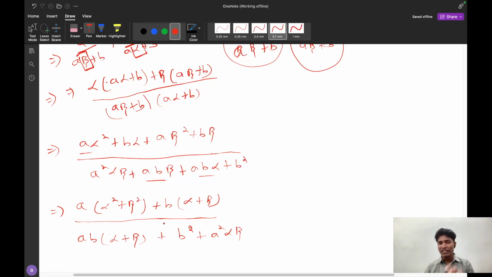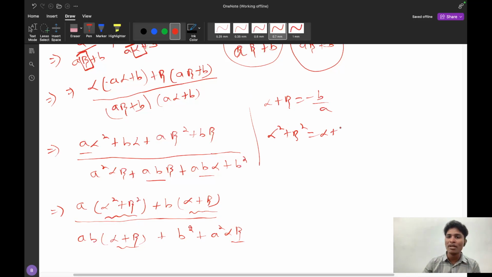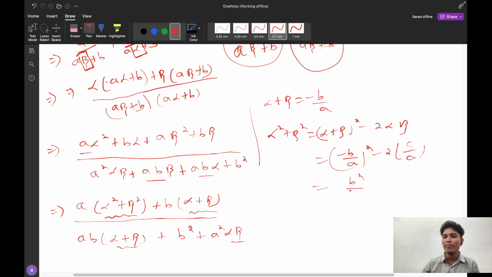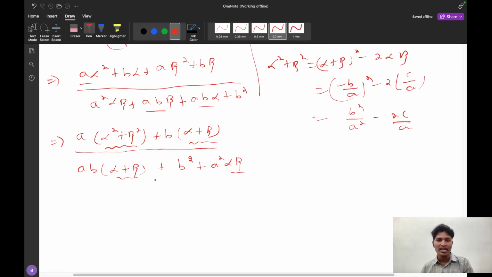Now in this expression, up to now what I derived are the values of alpha square plus beta square, alpha plus beta, and alpha beta. Can I write alpha plus beta as minus b by a? Yes. And what is alpha square plus beta square? It is simply alpha plus beta whole square minus 2 alpha beta. And alpha plus beta whole square is minus b by a whole square, minus 2 times alpha beta, which is c by a. So simply b square divided by a square minus 2c by a is the value of alpha square plus beta square. Yes. And you already know alpha beta is equal to c by a.